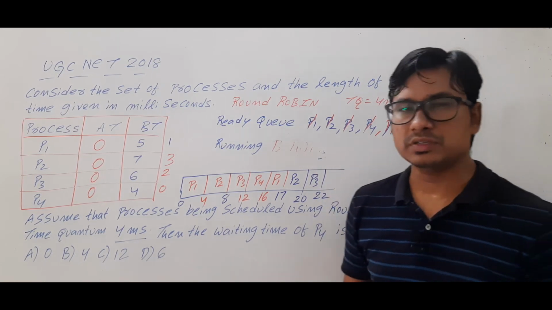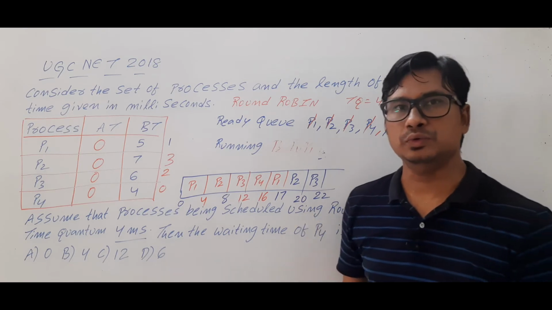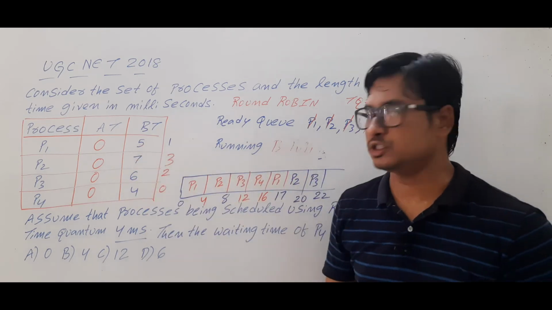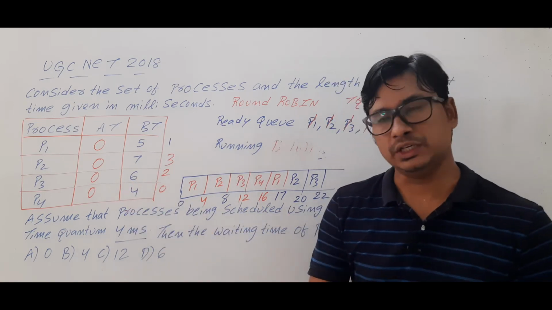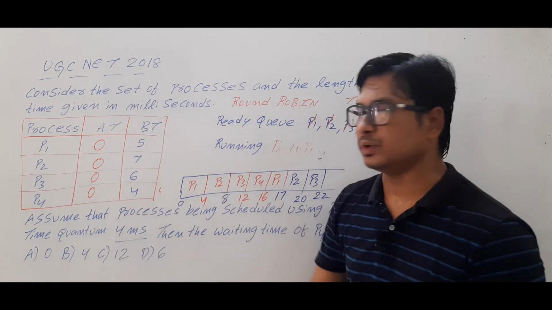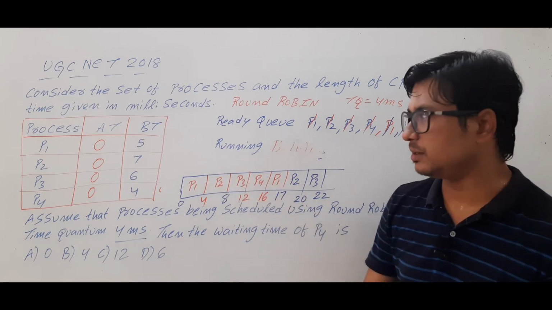So all the processes P1, P2, P3, P4 are completed by 22 milliseconds. If you have a doubt, you can check: 5 plus 7 is 12, 12 plus 6 is 18, 18 plus 4 is 22. So the burst time of all the processes combined is 22. So at 22 milliseconds, all 4 processes are completed.